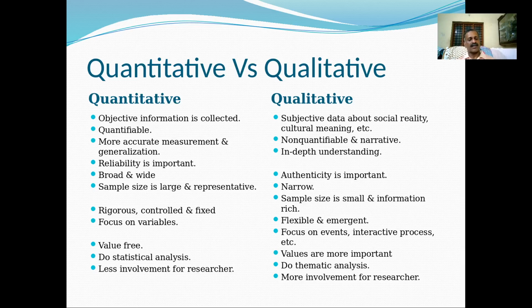Whereas the sample size and the data is enormous in quantitative studies, the analysis is short and the data tables are fewer compared to qualitative data. In quantitative, it is truly representative also. And the second point, as we have discussed, it is rigorous, controlled and fixed, whereas the qualitative data is flexible and emergent.